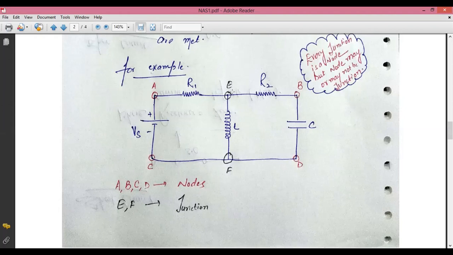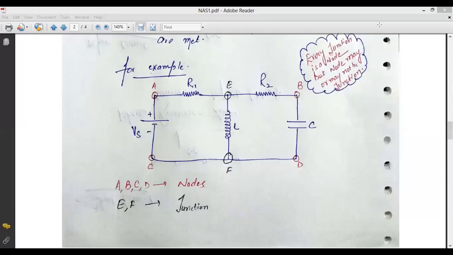But point E and point F are called junctions, because here three branches are basically आके met कर रही हैं. So you can say that point E and point F are called junctions. Point E, point F, junction कहता हूँ मैं, node भी कहता हूँ.